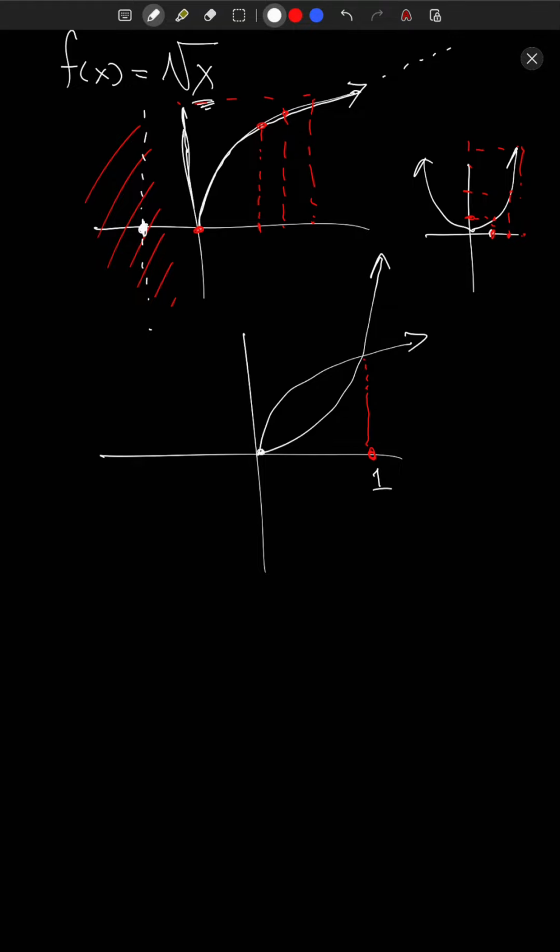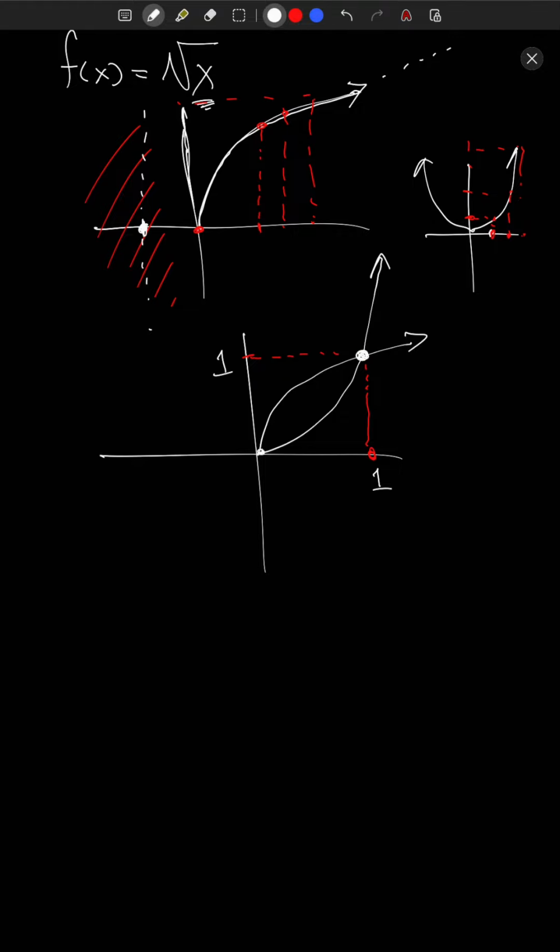For the parabola, if you plug in 1, you get the output 1 squared, which is 1. And for the square root function, if you plug in 1, the output is square root of 1, which is also 1. So the two graphs actually intersect right there.